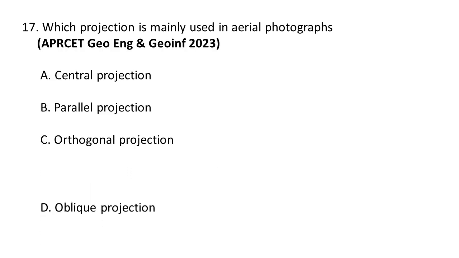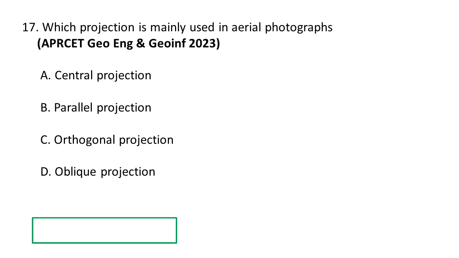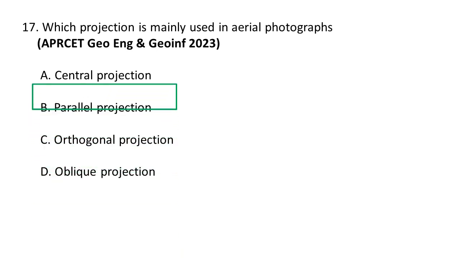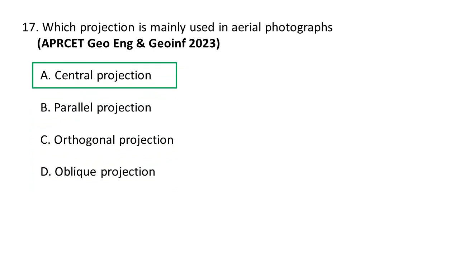Next question. Which projection is mainly used in aerial photographs? Choices are A, central projection, B, parallel projection, C, orthogonal projection, D, oblique projection. So the projection which is mainly used in aerial photographs is known as a central projection.